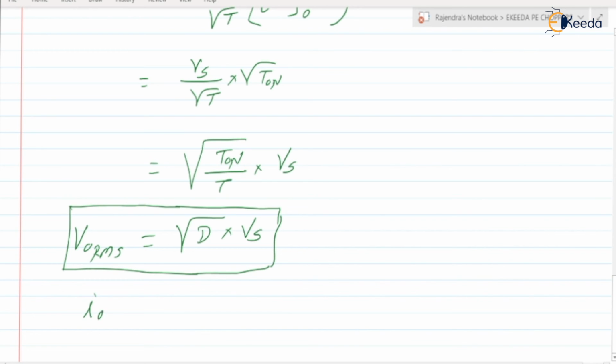Okay, next, what is the RMS load current? We can write I0 RMS is equal to V0 RMS divided by R, which is equal to under root D into Vs divided by R, right? This is nothing but the I0 RMS we are having. Are you getting the point? Okay, so this is about the step down chopper.